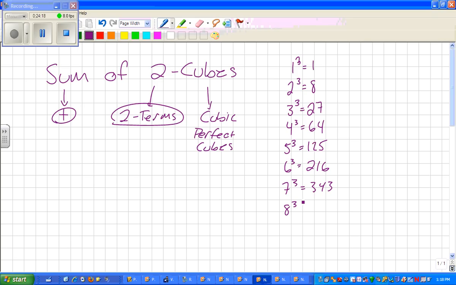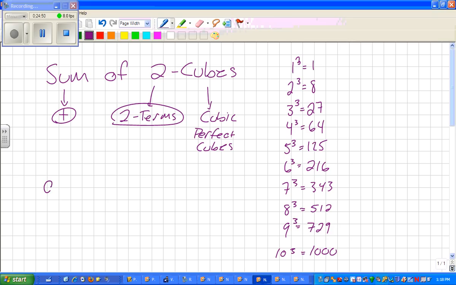8 cubed is 512. 9 cubed is 729. And 10 cubed, you got it, is 1,000. We'll stop there. Okay? So you need to be able to recognize now the perfect cubes as well, not only the perfect squares. And after you get this, now we actually have to know the formula.